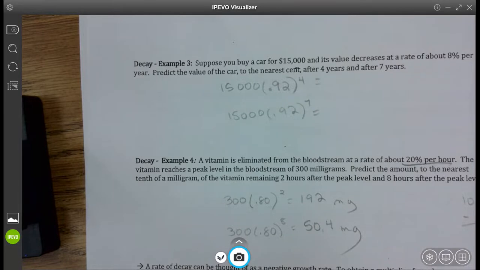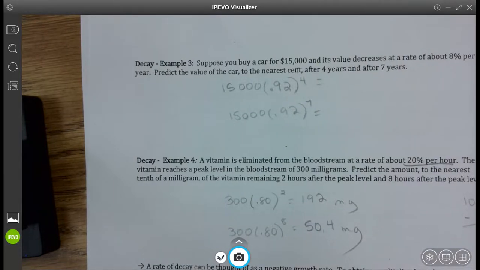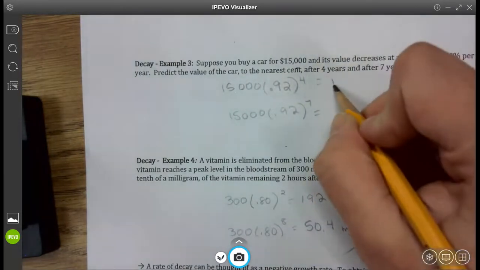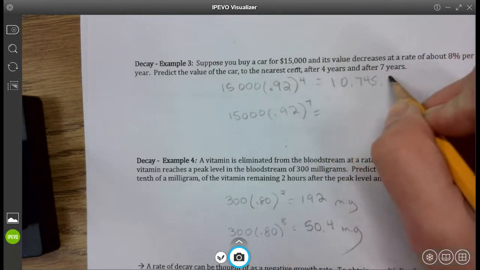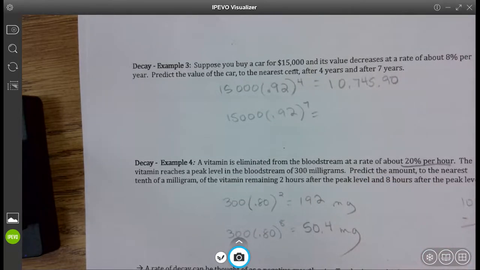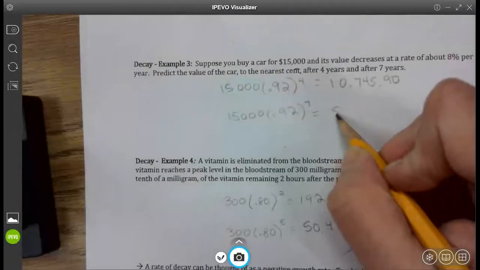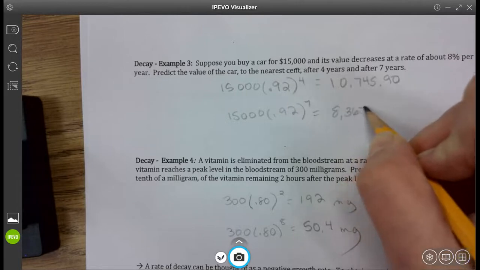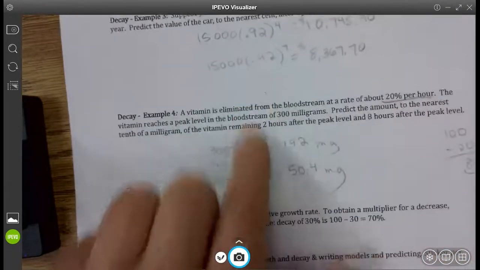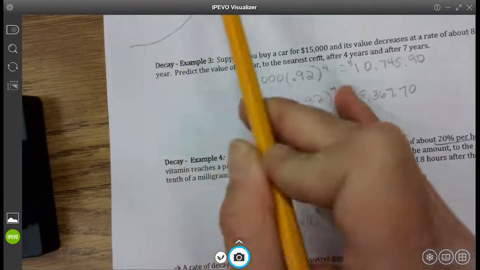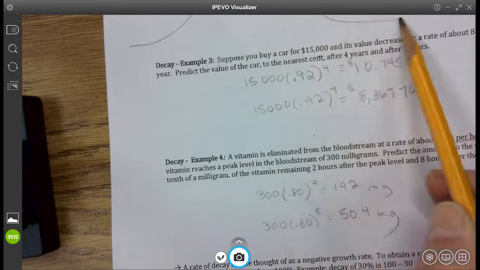So cars are not an investment. They depreciate in value. So after 4 years, your car is down to $10,000, and that's actually pretty good because you're not losing 8%. You're usually losing more. This is just made up for the example. After 7 years, your car's worth only $8,000. Okay. So this is an example of decay. So the first one, it was exponential growth. And this one, you have a lot of money and then it's not worth a lot of money.